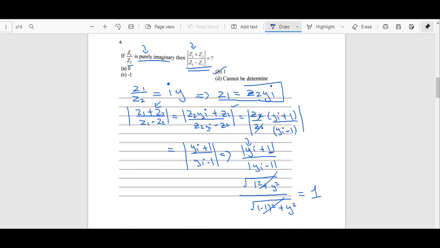Now, if you look at this question directly, it would make you feel that it is a difficult question, but don't worry. For NET, obviously, time is a challenge, but you cannot waste time thinking about how to do it. Before thinking, just write the English statements in mathematics. We were told that Z1 by Z2 is purely imaginary, so I simply wrote this equation out of this English statement, then made Z1 the subject, plugged Z1 into this equation, and got 1 as the answer.